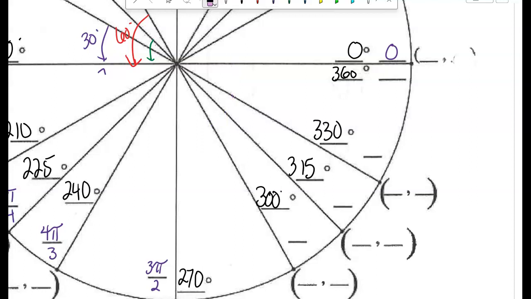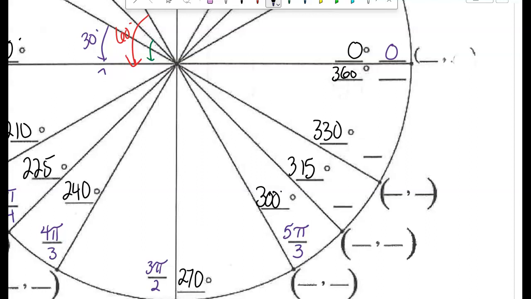60. So what's going to be the bottom of my radians? 3. But it's just under what number? 2. So 3 times 2 is 6. What's just under that? 5. So we go 5 pi over 3. Okay. Reference angle for 315.